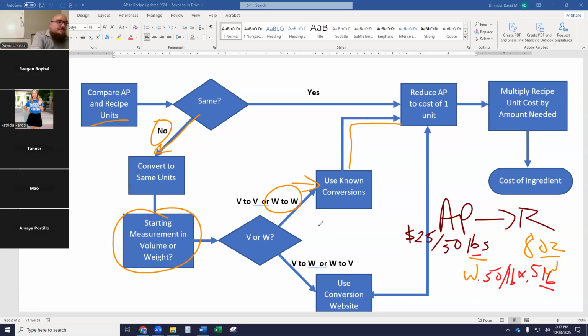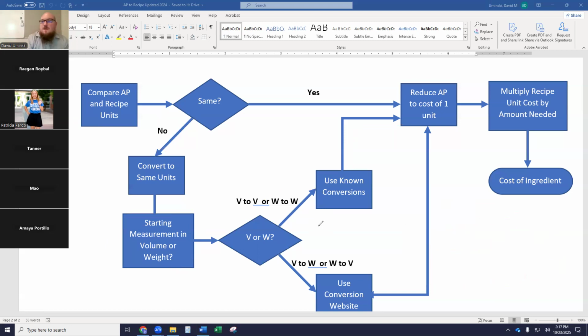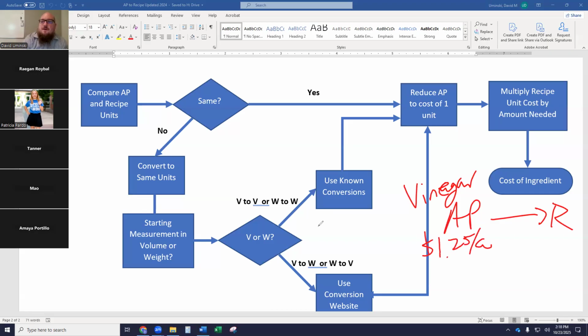Let's do one last one. We're not going to use flour this time. AP to recipe. Let's say we have vinegar. And this cost us $1.25 per cup. And let's say I need 4 ounces. I need 4 ounces of vinegar.